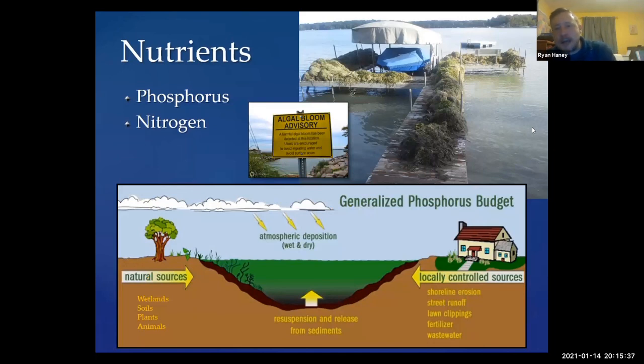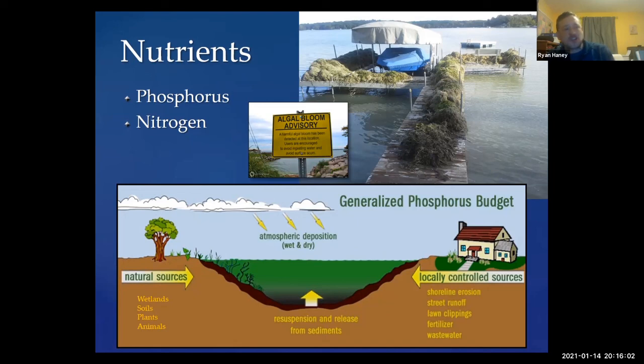Nutrients is another thing we look at, primarily phosphorus and nitrogen. We look at these because these are the big drivers for plant growth and algae growth. They're necessary components. We're all composed of phosphorus and nitrogen, so are the plants and the fish. So we need a certain amount of it. Typically problems arise when we get too much phosphorus and nitrogen, when we get excessive plant growth and algae growth.